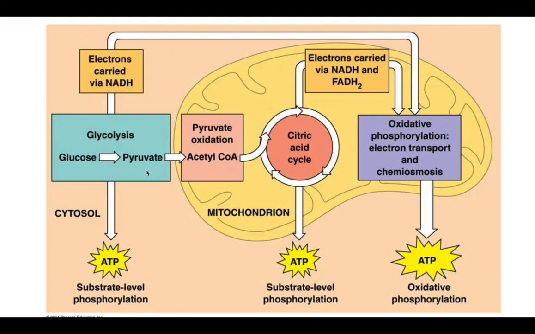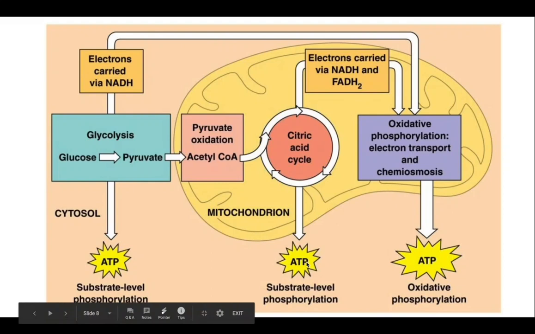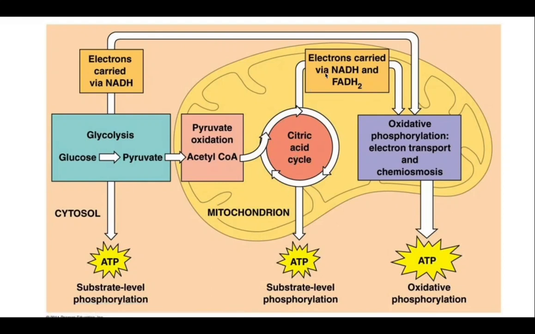The pyruvate is going to get transferred into the mitochondria and become acetyl-CoA. This is going to enter into your citric acid cycle. The citric acid cycle will produce a little bit of ATP through substrate level phosphorylation, but it's going to produce a lot of NADH and FADH2. And these, in turn, are going to end up going into your electron transport chain, where oxidative phosphorylation will occur and chemiosmosis. That will generate a large amount of ATP at the end. So we're going to break down each of these cycles into more detail.